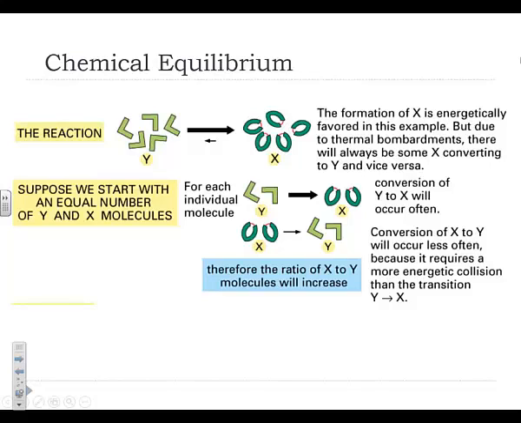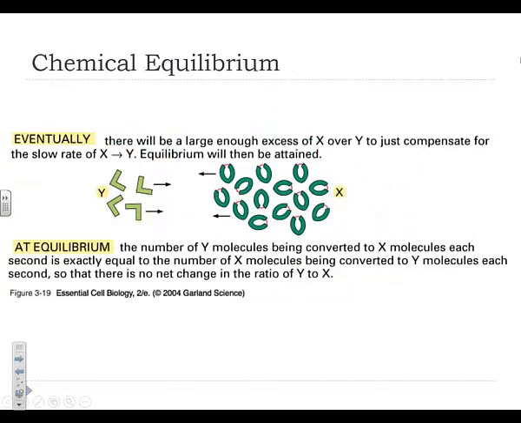So over time, the ratio of the substrate and product will change. Then X molecules will increase and change that ratio until you get equilibrium. At equilibrium, it doesn't mean that the number of molecules are the same. It means that the rate of reaction is now equal. See, the arrows are now the same size. So it's equally likely that Y will be converted into its product as the reverse reaction.